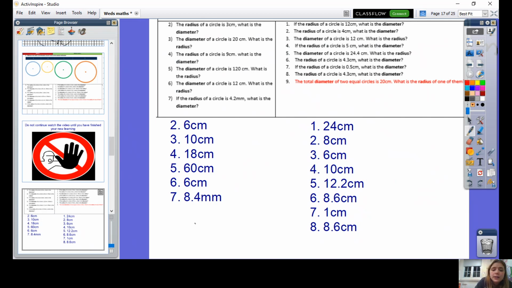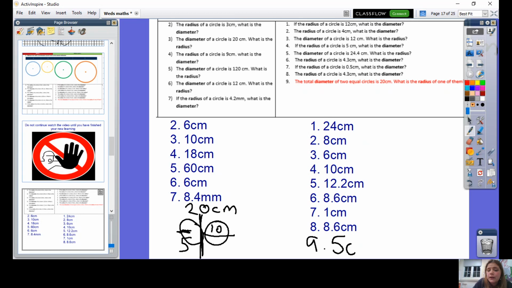In question 9, we're told the diameter of 2 circles together is 20 centimetres. What is the radius of 1? First, I need to find the diameter of 1. Half of 20 is 10. The diameter of each circle is 10, so the radius, I'll half that again, is 5. The answer to question 9 was 5 centimetres.